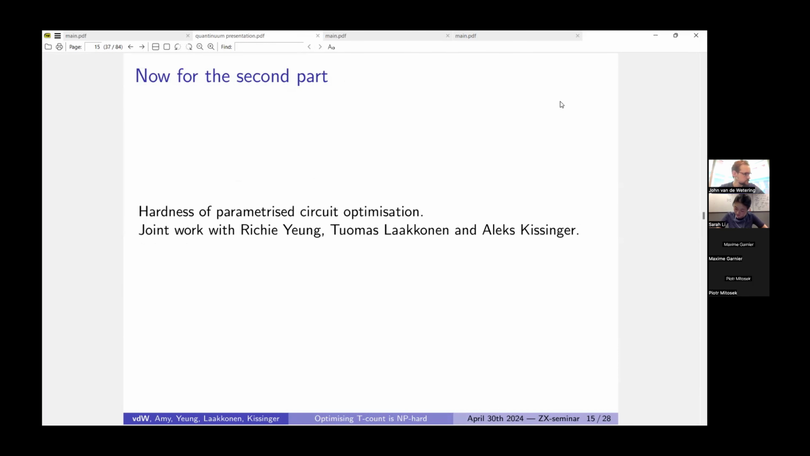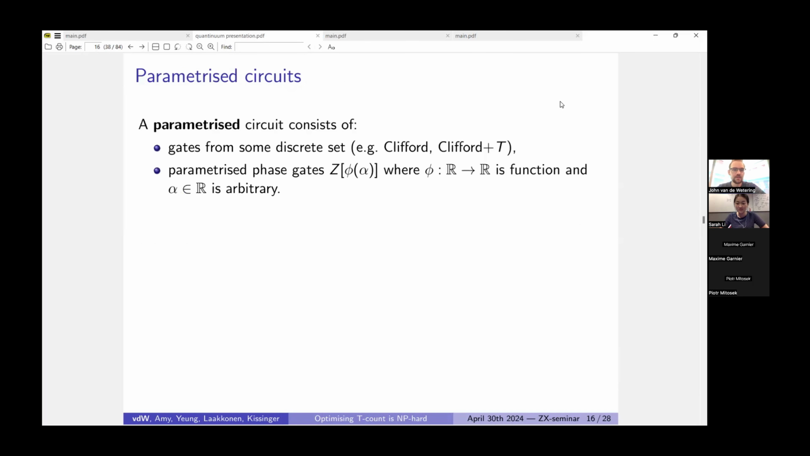Okay. So then let's move on to parametrized circuits, which was the original idea I wanted to talk about. But yeah, I promise all this stuff is relevant.